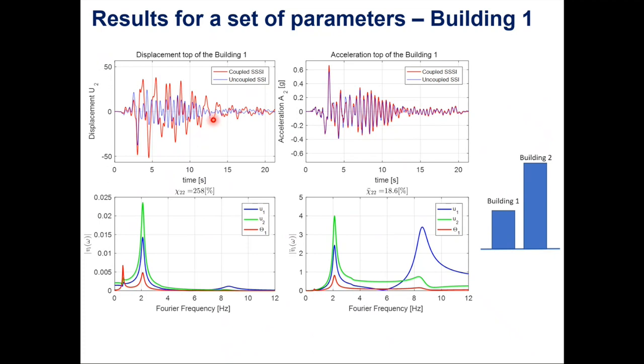I put this graph just to understand why you have this large amplification, 258%. The thing is, you have a big amplification in the rotation of building one. So basically, you have a rocking mode imposed by building two on building one. This small frequency of the movement represents the frequency of building two that imposed this movement on building one.